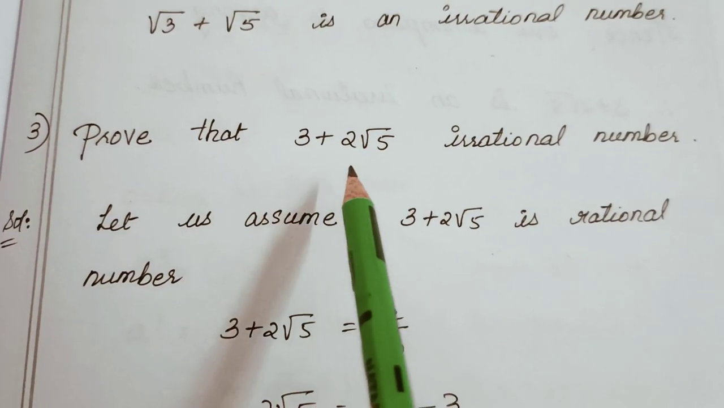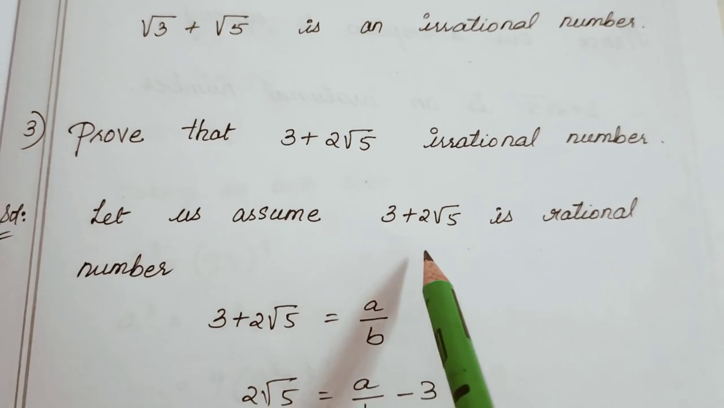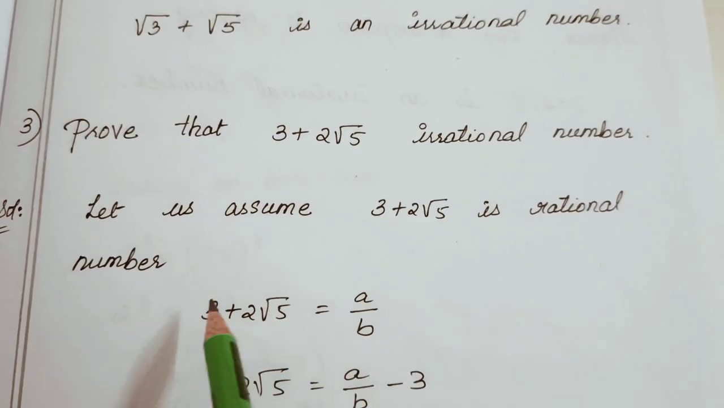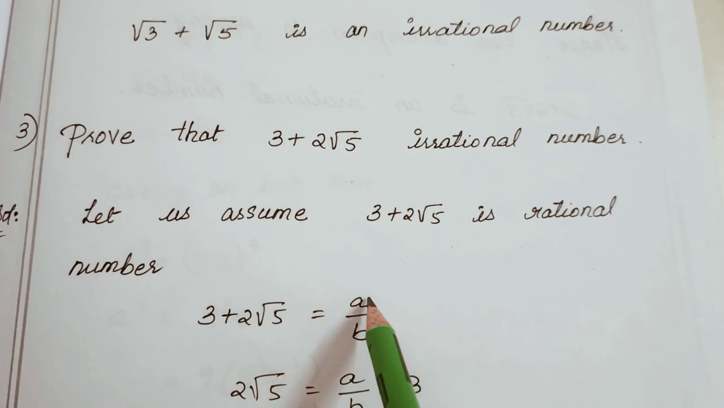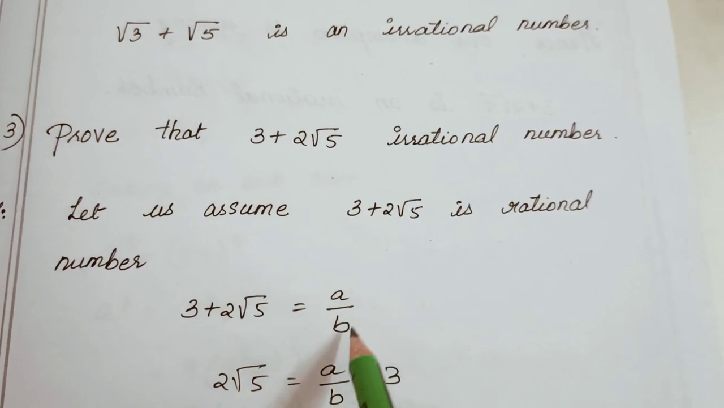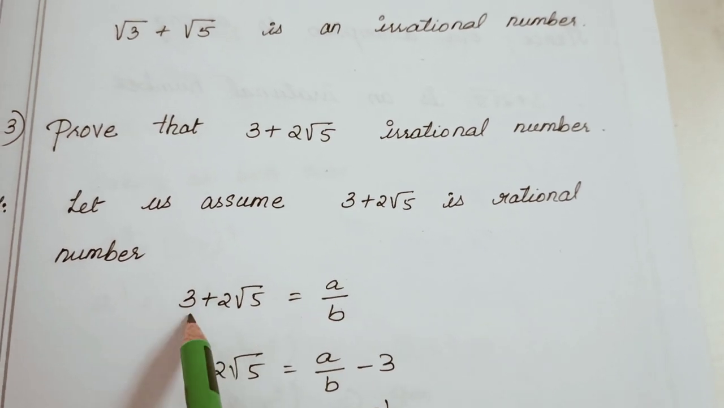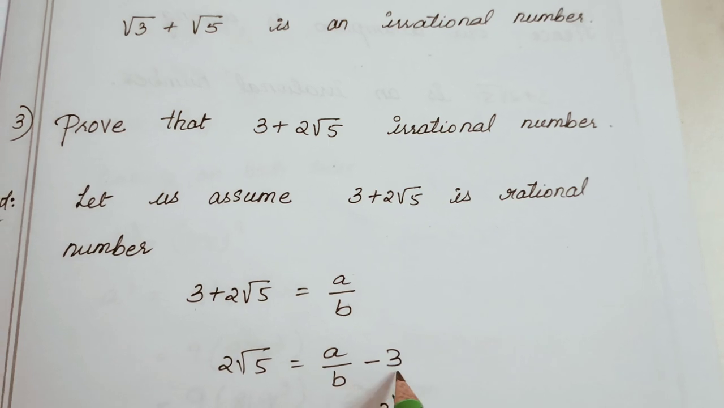Prove that 3 plus 2 root 5 is an irrational number. Let us assume 3 plus 2 root 5 is a rational number. So 3 plus 2 root 5 is equal to a by b. This is rational, since a by b is in fraction form. Now take this 3 to that side. It will become minus 3.